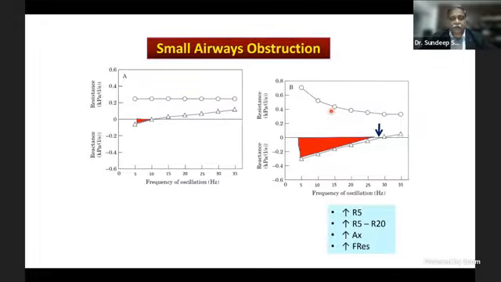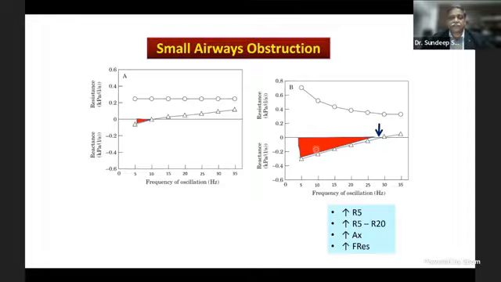Okay. Now, small airways obstruction is a very important parameter that you get in oscillometry. What is small airways obstruction? Increase in R5. So this is a normal healthy individual. Line of resistance, which is a straight line. Line of reactance. This is X5. This is resonant frequency. And this is the area of reactance, which is a small triangle.